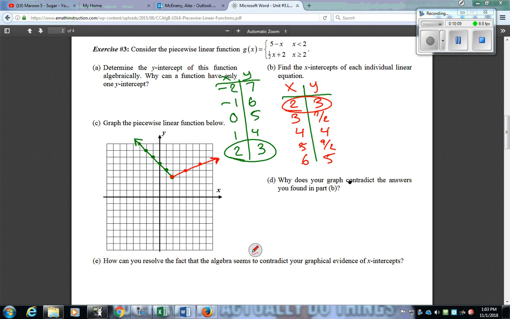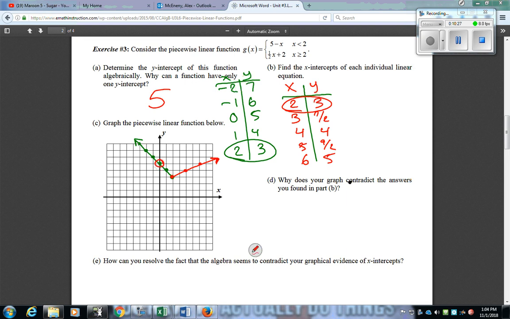And that says for A, determine the y-intercept. Well, the y-intercept is going to be for this one, it's going to be 5. And again, that's our y-intercept. And why couldn't a function have more than one y-intercept? Well, again, there's only going to be one answer for every input value. So we talked about that before.